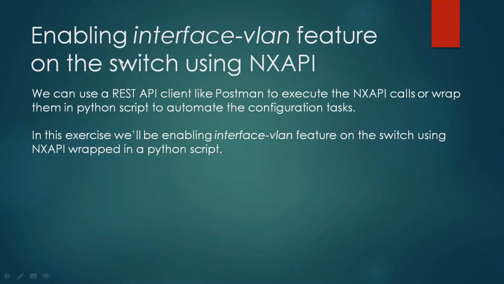Now we have one example that enables the interface VLAN feature on the switch using NX-API. We can use a REST API client, like Postman, which is a widely used REST API client, to execute the NX-API calls or wrap them in a Python script to automate the configuration task. So let me log in to the Ansible server. From there I can show you the script and then we are going to execute it.